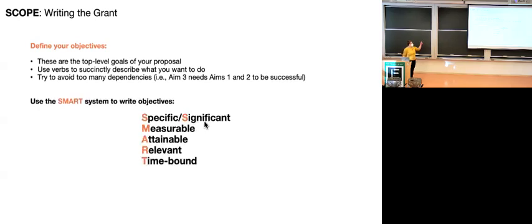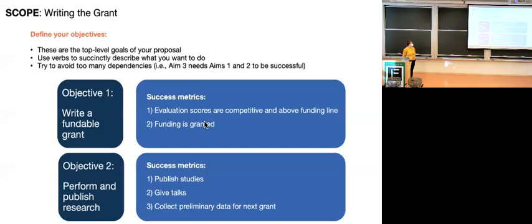So the SMART system to write objectives, this is from that Harvard course I mentioned. Be specific, be significant. So, don't have a grant objective that really won't do anything. Measurable: how can you make sure that you're going to achieve the objective? How do you know when it's done? Attainable, relevant, and time-bound. Again, that time is coming in here. Most of the time, time is a huge constraint on your grants.